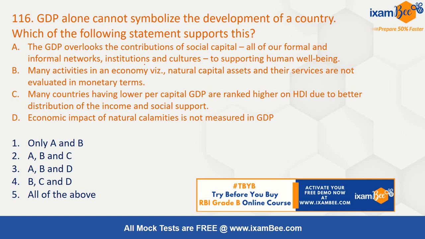Statement B: many activities in the economy, that is, natural capital assets and their services, are not evaluated in monetary terms. C says many countries having lower per capita GDP are ranked higher on HDI due to better distribution of income and social impact. And D, economic impact of natural calamity is not measured in GDP.